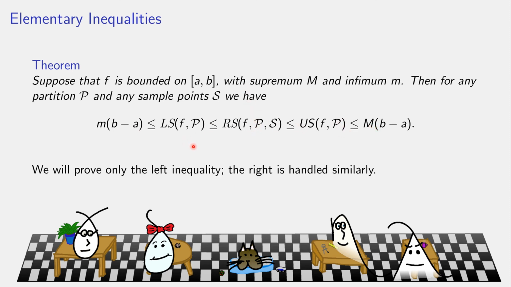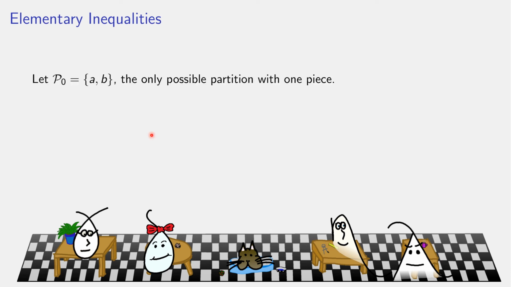Now observe, if you have a partition and sample point, we've already proved this entire trio of things in the middle. So all that remains to prove is this one on the far left and this one on the far right. We're only going to do the one on the left, the right is very similar. And it's actually a very, very short proof.